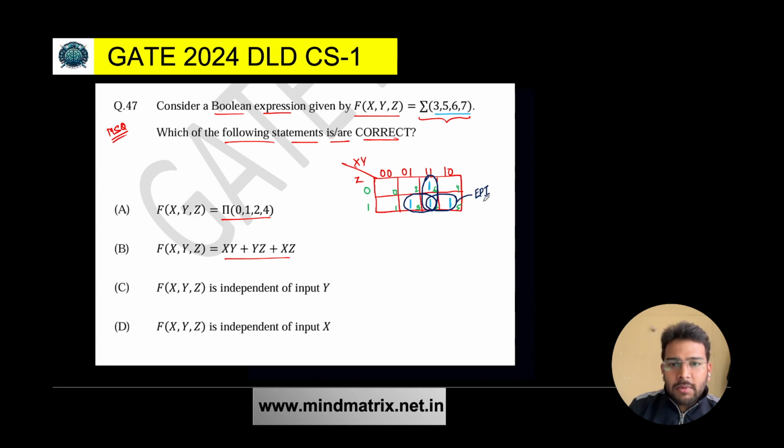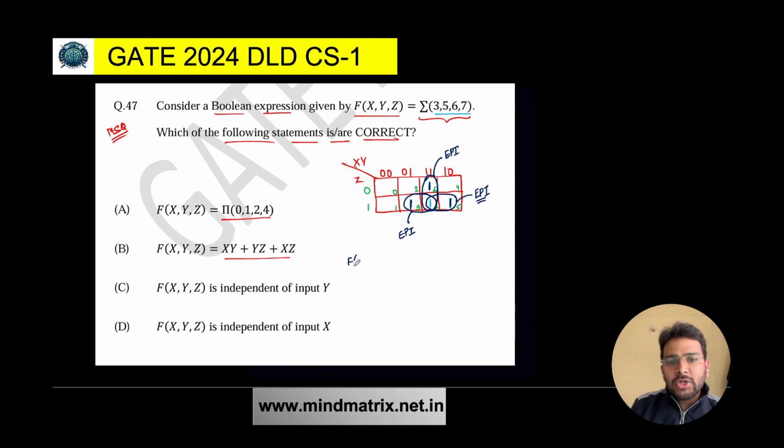What is essential prime implicant? The prime implicant which is having at least one minterm which is not covered by any other prime implicant. So this minterm is not covered by any other prime implicant. So this is essential prime implicant. You have to keep that in the expression. This one is also essential prime implicant due to this minterm because it is not covered by any other prime implicant. And this one is also essential prime implicant. All three are essential prime implicants, right?